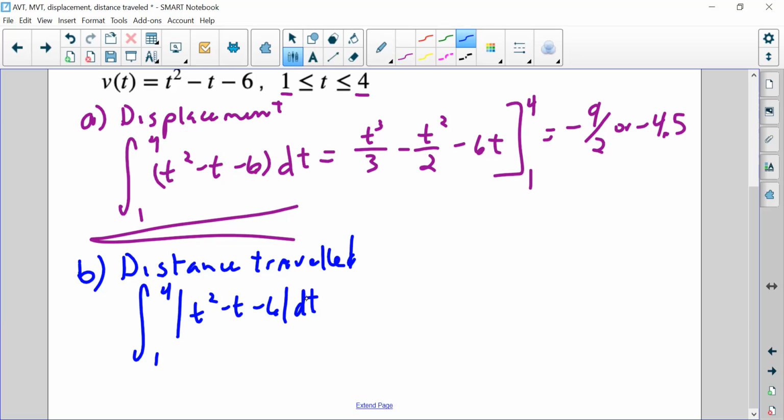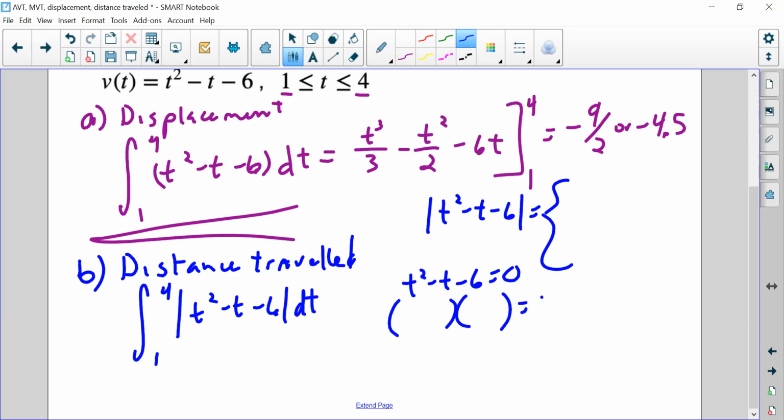Okay, so I got to go over here and make my piecewise function. The absolute value of t squared minus t minus 6 is going to be this piecewise function. So to figure out where it breaks up, you take what's inside the absolute value, set it equal to 0, and solve this. Luckily, it factors nice and pretty. Okay, t minus 3 and t plus 2. So I get t is equal to 3 or t is equal to -2.